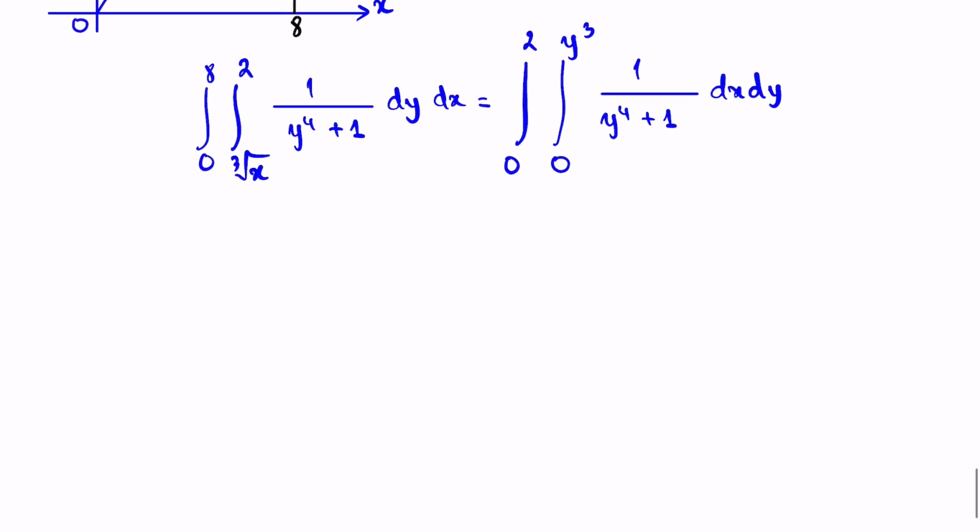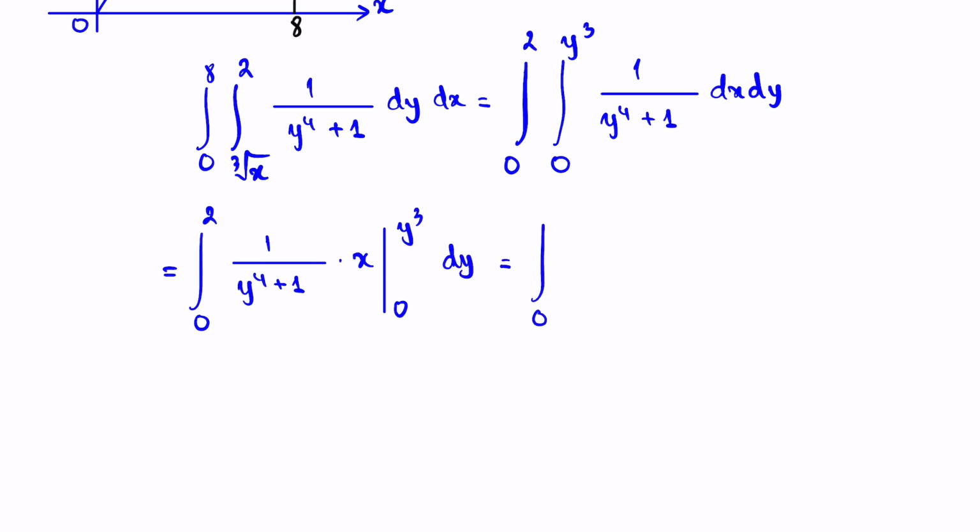Because we evaluate the inner integral with respect to x first, y is treated as a constant. So this fraction is a constant. The antiderivative of that is going to be the integral from 0 to 2 of 1 over y to the 4 plus 1 times x, evaluated at 0 and y cubed, dy, or you get the integral from 0 to 2 of y cubed over y to the 4 plus 1 dy. Now this is a lot easier to evaluate.